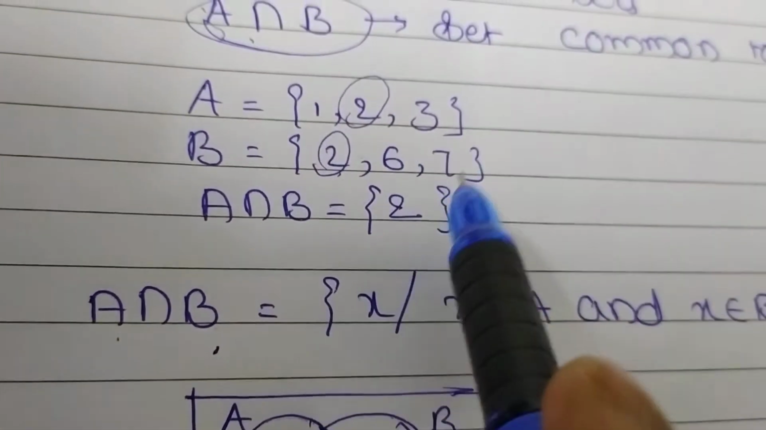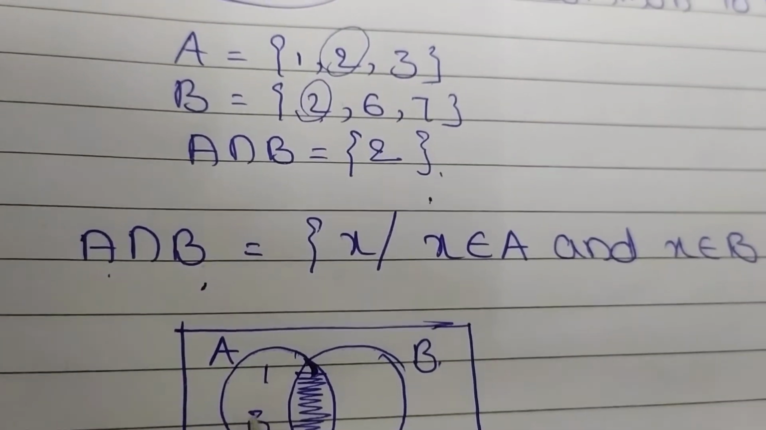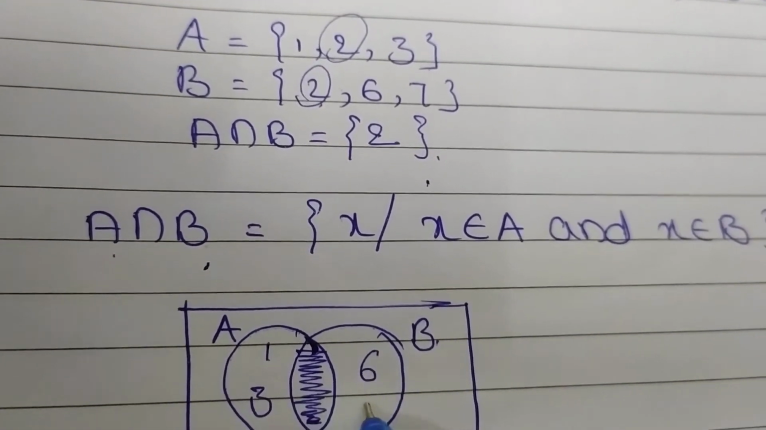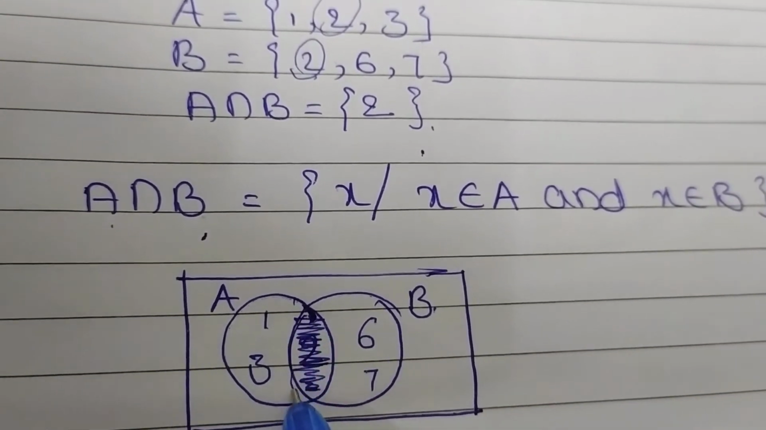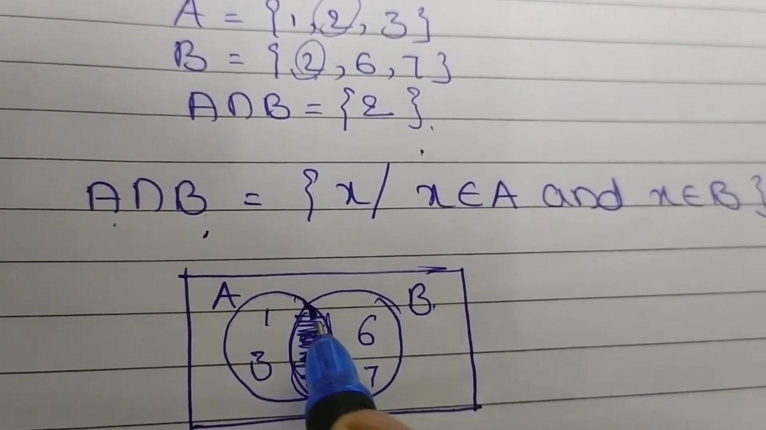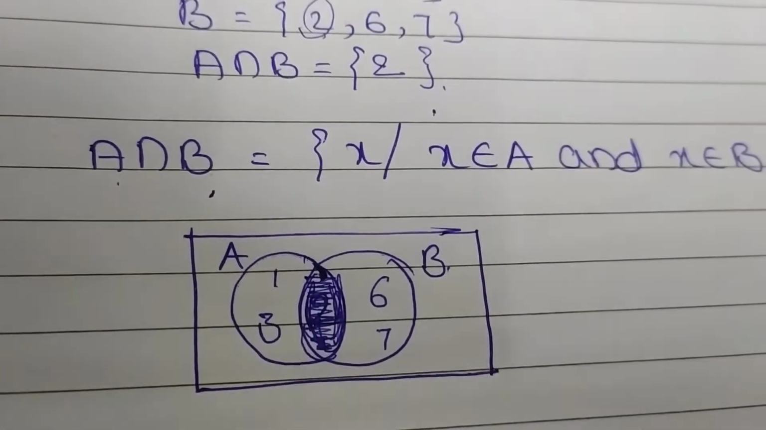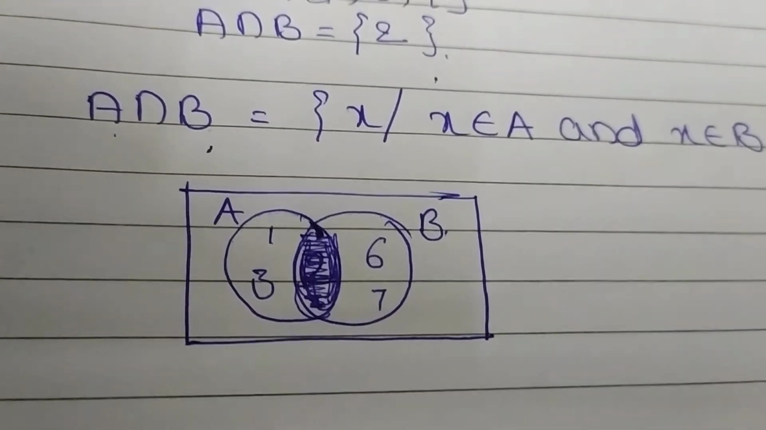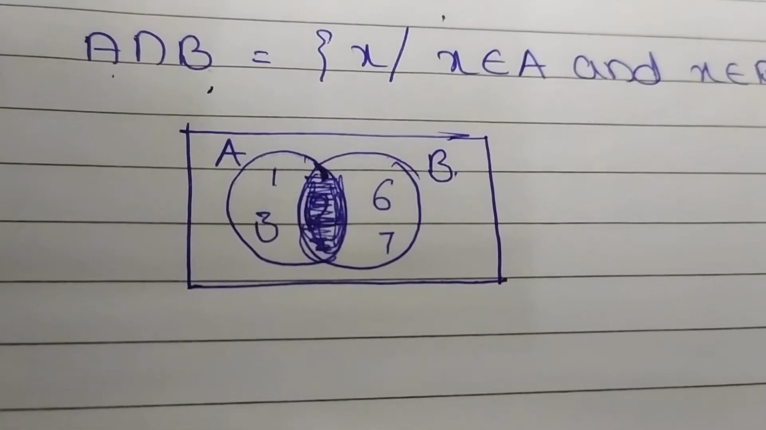Like for example, if I take 1, 3, 2 and the other one is 2, 6, 7. So which is common? That 2 will be written in this part. So this is the intersection part. We will represent the Venn diagram like this. The shaded part will give you the intersection of both the sets A and B.